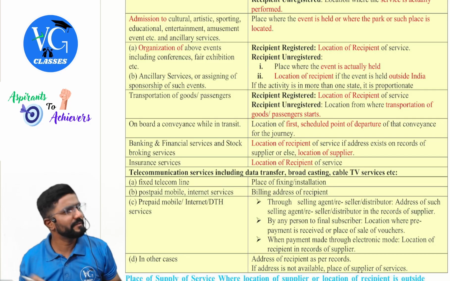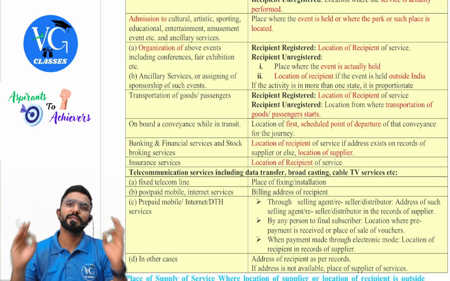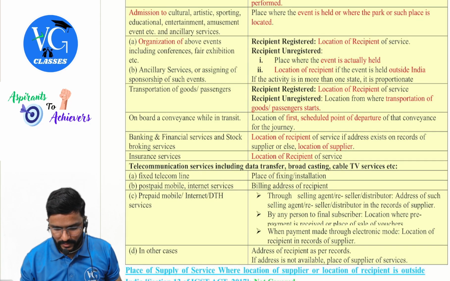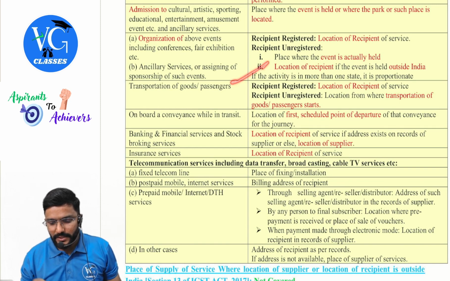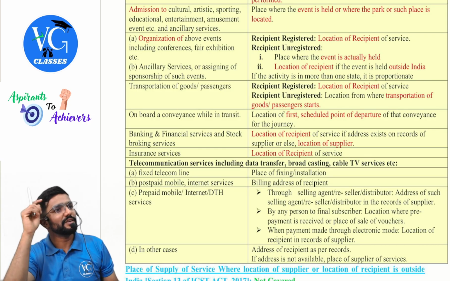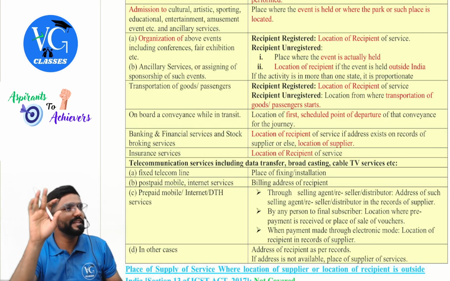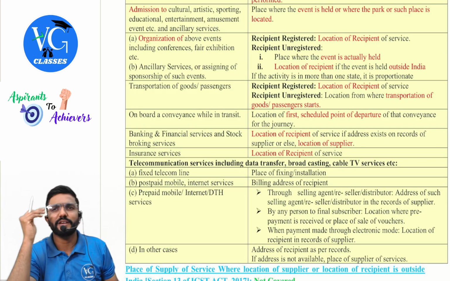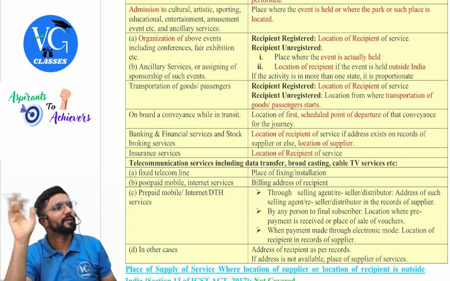So A.R. Rahman is basically from Tamil Nadu. So what will be the place of supply? Tamil Nadu. If the activity is in more than one state, then we have to take it proportionately. Now suppose we are told, hey, organize the event not only in Bangalore but also in Chennai and Hyderabad, where the main cities are. In that case, the place of supply will be proportionate.